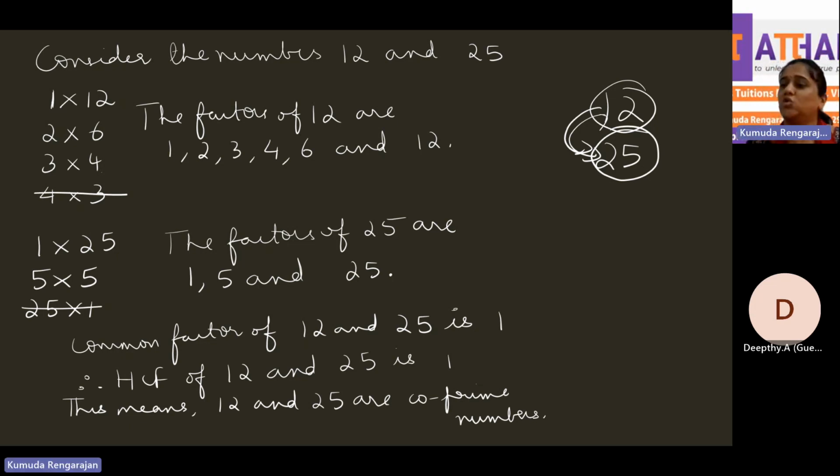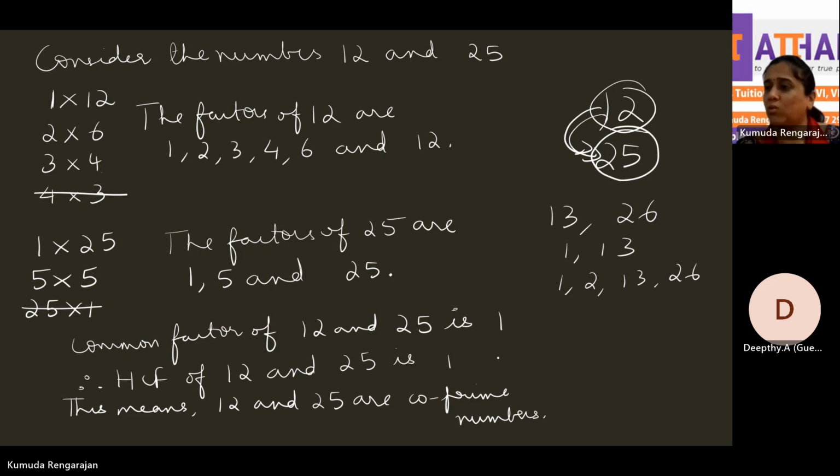Two prime numbers are always co-prime. But a prime number and a composite number, for example, 13 is a prime number, correct? 13 is a prime number. 26 is a composite number. Now the factors of 13 are 1 and 13 itself. The factors of 26 are 1, 2, 13 and 26. So the HCF is 13.